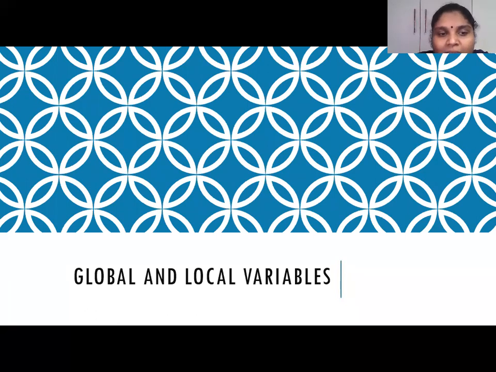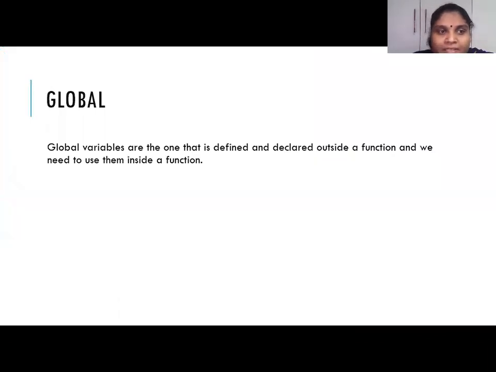I have to declare them again, because the lifetime and usability of that variable is only inside the function. That is the difference between a global and a local variable. From the name only you should be able to understand what is meant by global and local. Global means it is used throughout the program and local means it is applicable only inside that particular function. So, moving on to the next slide.